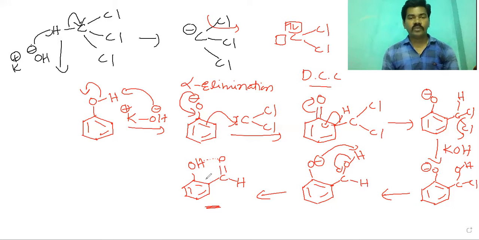A minor product is also present, because this is a substitution reaction. Ortho and para positions are substituted, but the para product is the minor product and the ortho is the major product because of hydrogen bonding. This is the Reimer-Tiemann reaction.